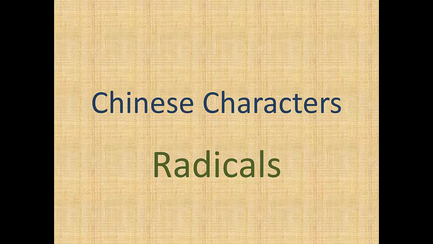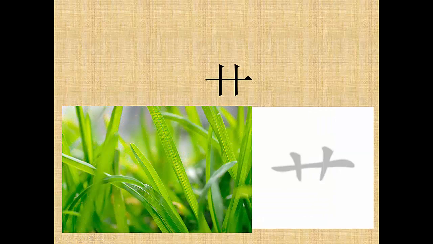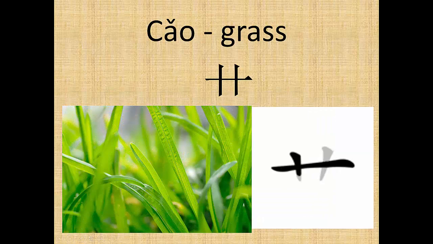This is a presentation on Chinese radicals to supplement the introduction given in class today. Remember that radicals are components of Chinese characters that combine to make Chinese characters. In class today, we learned the water radical and the alternate form of the water radical, the 3 drops of water. The next radical you should see is the grass radical, 草.